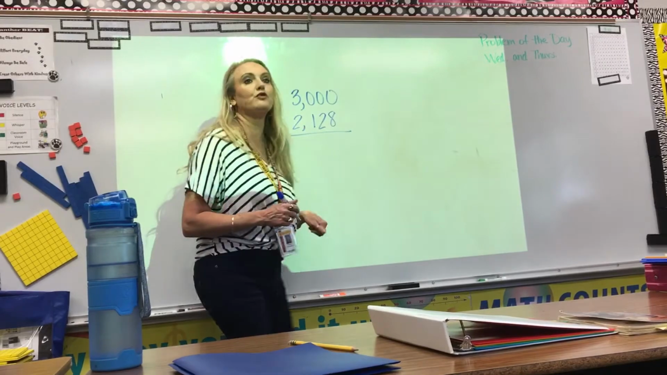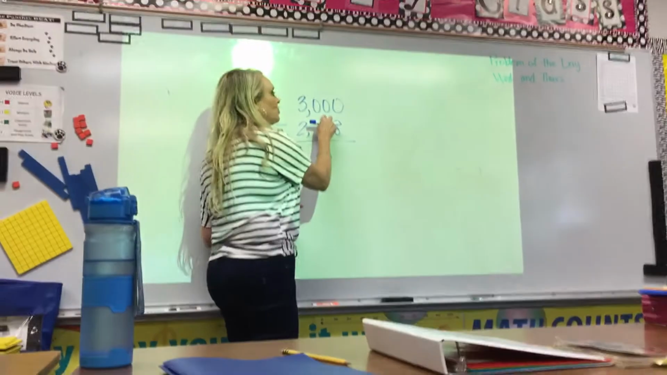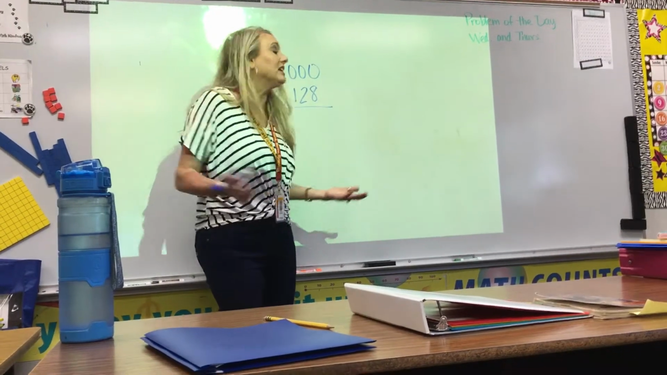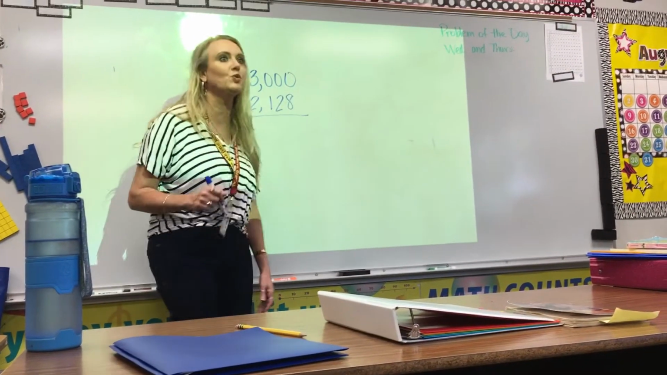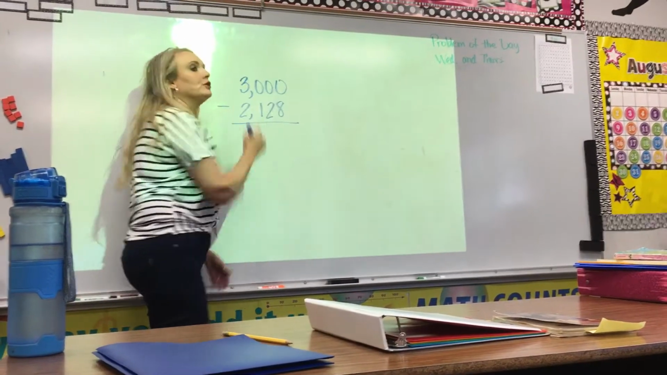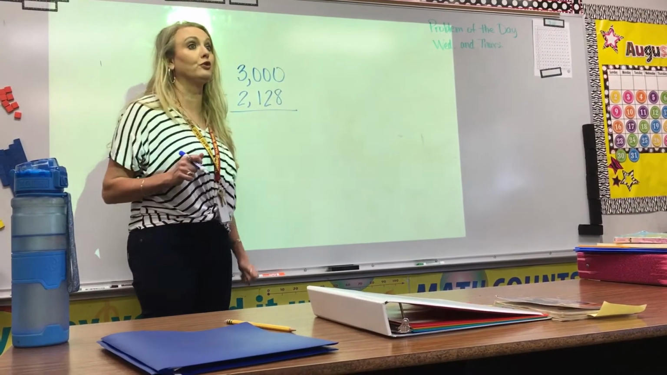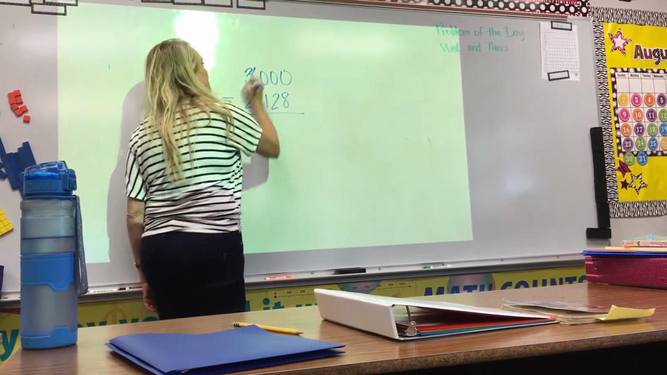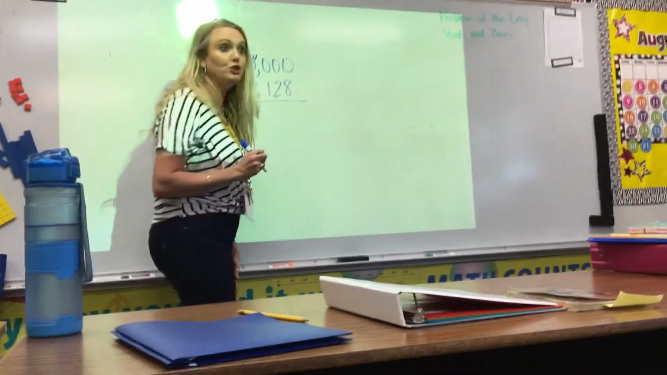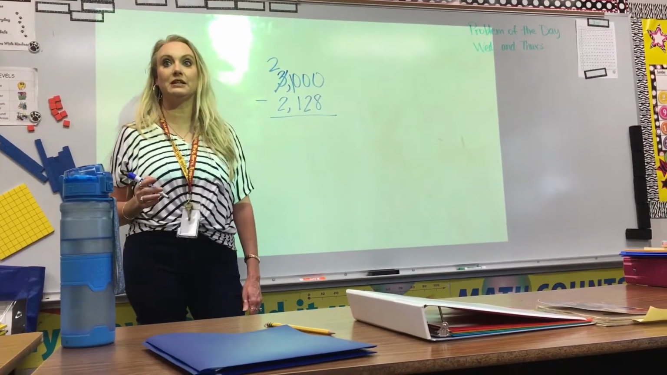Can I take 0 from 8? No, it's very rude. Go next door to borrow from him, but he has 0. He has nothing. So I go next door to this one, and he has nothing. So I have to go over to the 3 and say, hello, 3, can I borrow from you? And the 3 says, yes. So the 3 goes to a 2. I give this 0 a 1 and make him 10.